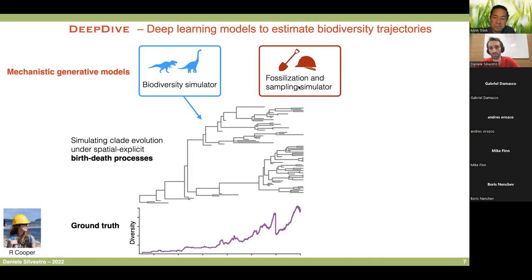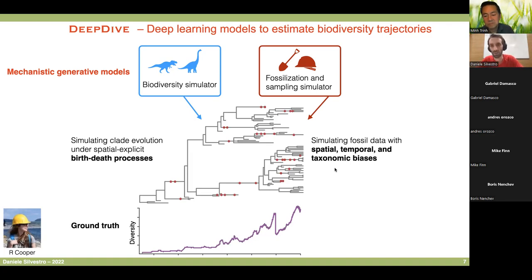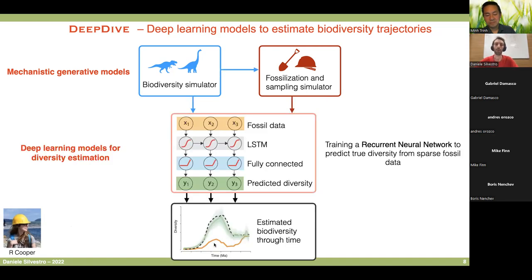And then we have this fossilization and sampling module that uses stochastic models of fossilization. So that represents what we know about the possible spatial, temporal, and taxonomic biases that can affect the fossil record. And now we generate a number of features or data points that are these fossil occurrences. They will be incomplete and biased in all possible ways that we can imagine. And we have a ground truth. And then the next step will be to map this data onto this output. And we do that by recurrent neural networks, because this is essentially time series that we're looking at.